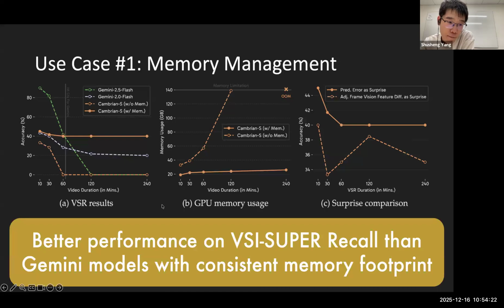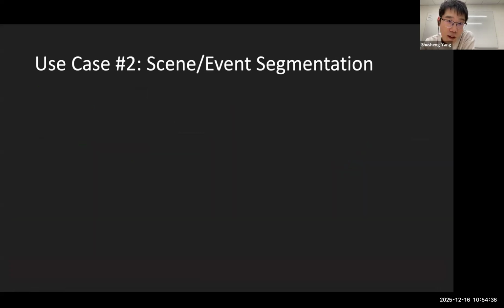So in summary, the surprise-driven memory system can help us achieve better performance on VSR tasks than Gemini models, and also achieve a consistent memory footprint. And the second case is how we use surprise to solve the VSC task. Here we use surprise for scene or event segmentation.